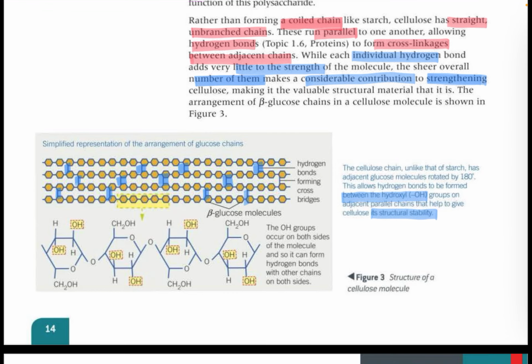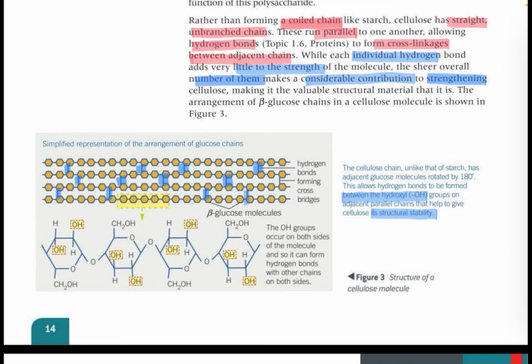between adjacent chains. Now, this seems complicated. I will break it down, I promise you. While each individual hydrogen bond adds very little strength to the molecule, the sheer overall number of them makes a considerable contribution to strengthening cellulose, making it the valuable structure that it is.